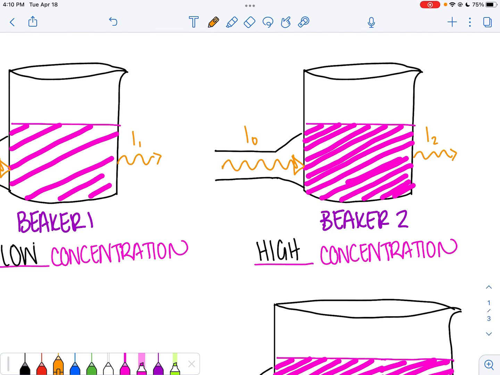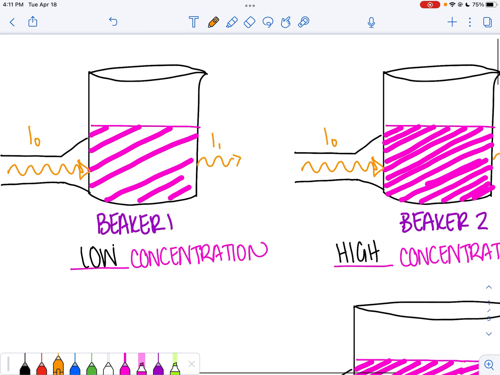Think about the difference between these two situations in your everyday life. Something that's more concentrated is going to have a darker color to it. It's going to be more opaque. It's going to be harder to see through. So when you're looking through that more concentrated solution, let's say your little eyeball's right here, you are not going to see as much light come through that solution because it's more opaque. There's more molecules that are blocking that light.